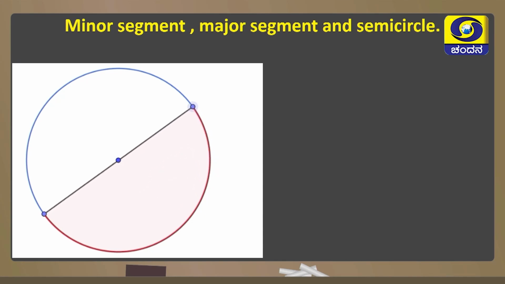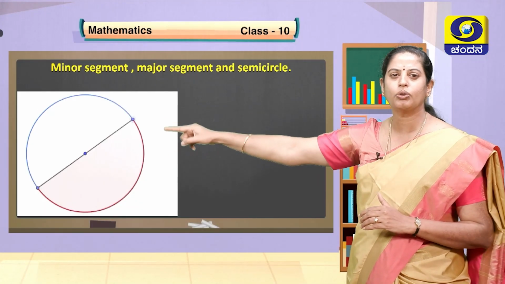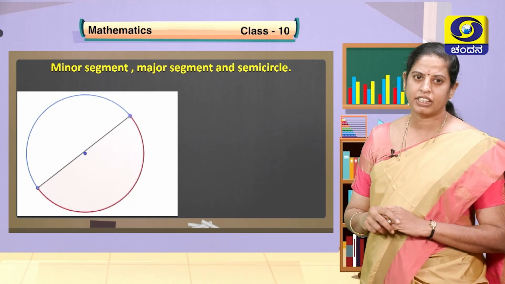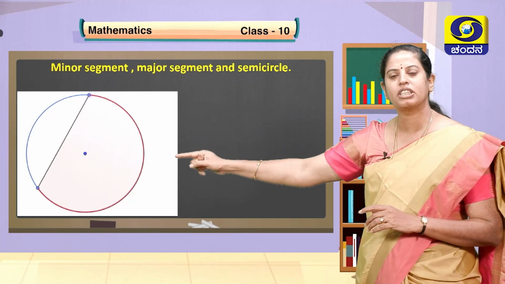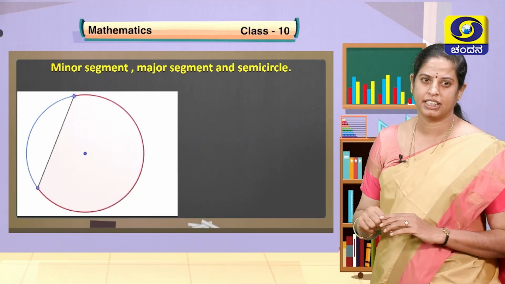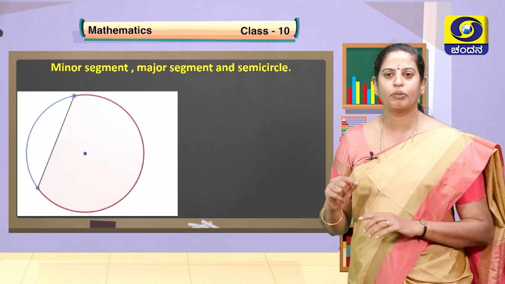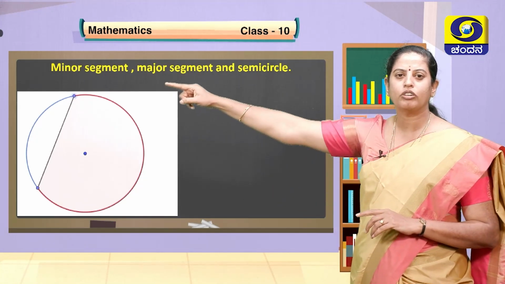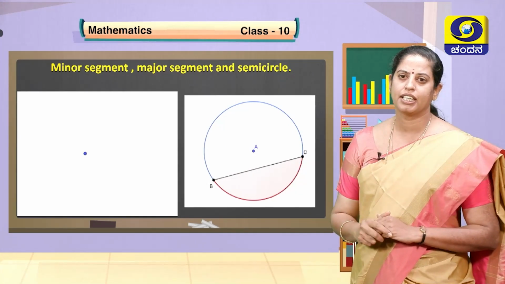When the chord becomes the diameter, the circle is divided into 2 equal parts. Now you observe, now the shaded portion is more when compared to the not shaded portion, that is not colored portion. So, this portion or part of the circle is known as segment. Then what is a segment? The portion of the circle bounded by a chord and an arc is called as segment.